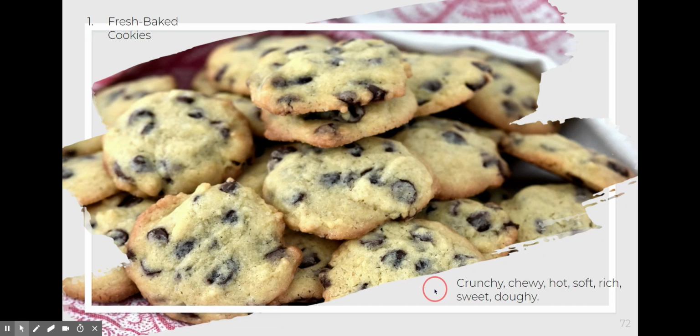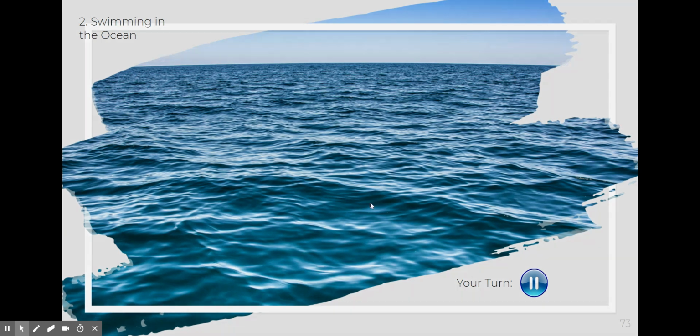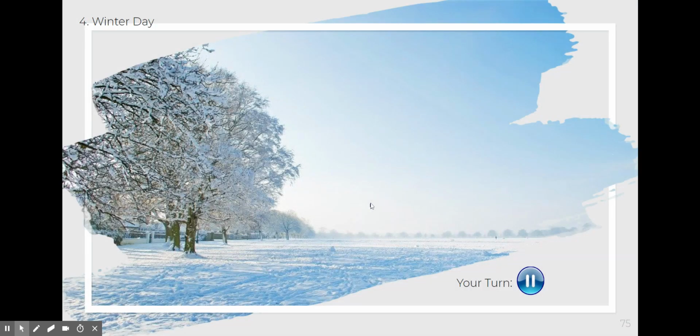Let's try number 2. So for number 2, we have swimming in the ocean. Now it's your turn. Pause the video here for a second. Try to write down a few words that connect with sensory details. Number 3, we have a totally different situation. Pretend you're at a busy mall. Pause here and come up with some words. Number 4, we have a cold winter day. Pause here and write your words.